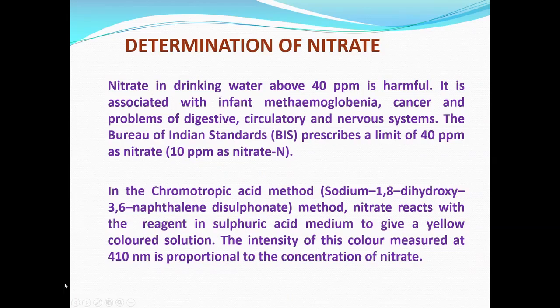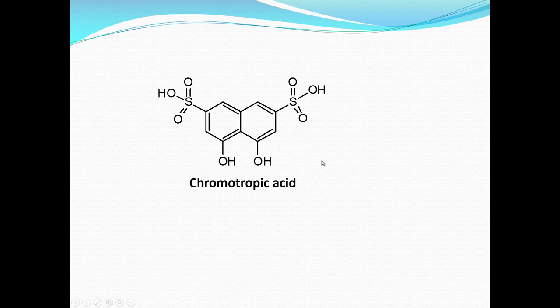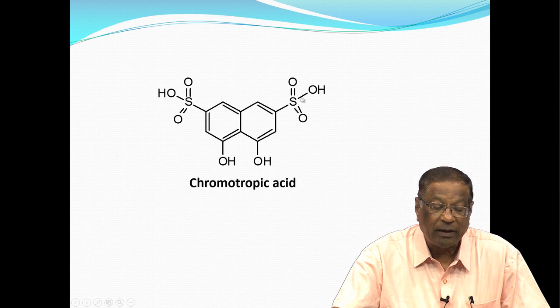So, we look at the first slide of this, which presents before you all the ideas that I have presented for this nitrate introduction. That should serve as introduction, and this is the structure of chromotropic acid. You can see that it is a naphthalene ring, and both are aromatic, with 2 SO3H groups and 2 OH groups.